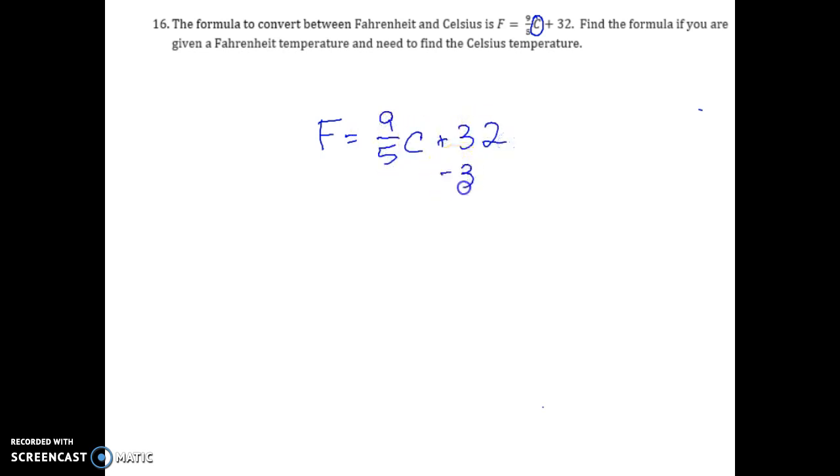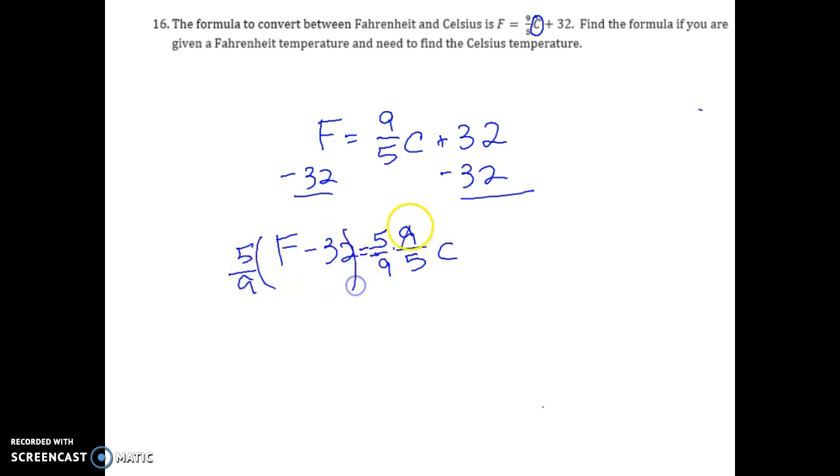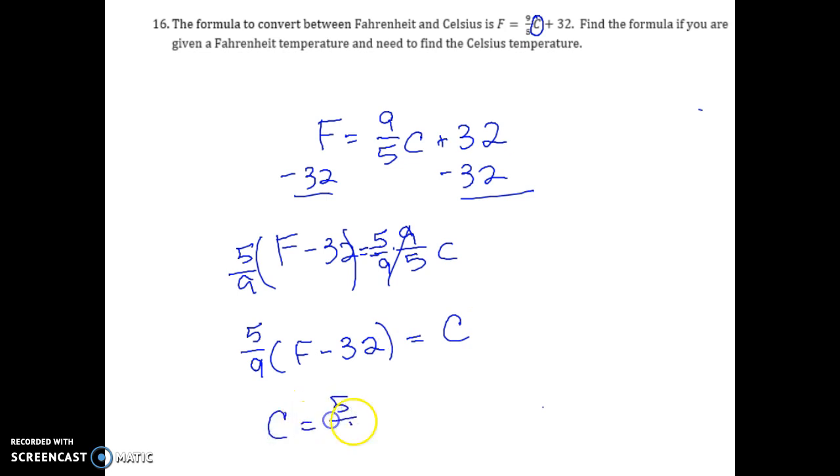Okay, so we're going to start by subtracting 32 from both sides. We got f minus 32 is equal to 9/5 c. And now we want to get c by itself, so we're actually going to multiply by the reciprocal, which is 5/9. Whatever we do to one side, we have to do to the other. So we end up with 5/9 times f minus 32 is equal to our c. We can rearrange that. C is equal to 5/9 times f minus 32. Okay, that's it.